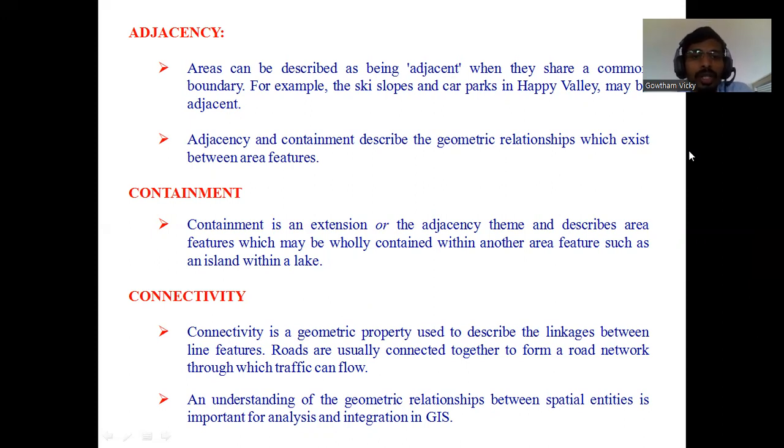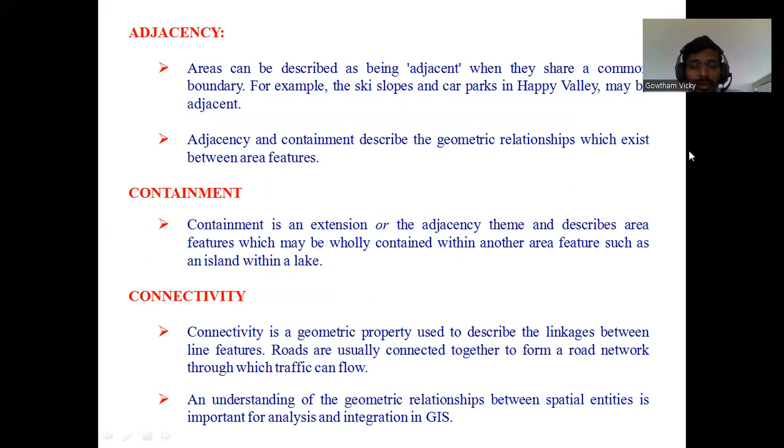Adjacency and containment describe the geometric relationships which exist between areas and features. Containment is an extension of adjacency and describes area features which may be wholly contained within another area, such as an island within a lake. Connectivity is a geometric property. It can be used to describe the linkages between line features, such as roads, which can be connected together to form a road network through which traffic can flow.